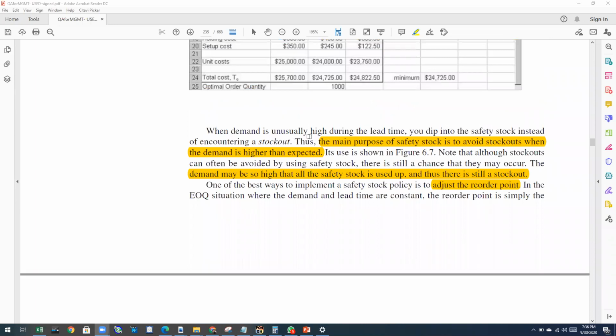When demand is unusually high during lead time, sometimes we have to dip into safety stock instead of encountering a stock out. When we run out of stock, we experience stock out, and there will be some costs related to that. We might actually lose customers. Our customers might leave and look for a more reliable source of supply. So stock out is in some way unwanted, and to prevent it, entities sometimes carry what we call safety stock.